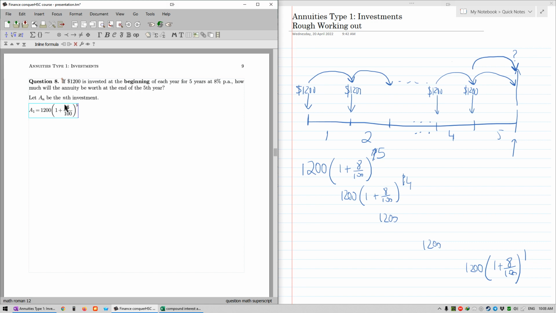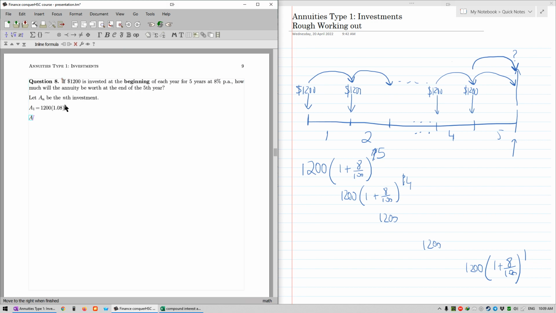Okay, and look, we can't just simplify the bracket. So 1 plus 8 over 100 is just 1.08, all to the power of 5. Right, so that's the first one. Now we look at the second one. I'll just write it like this, just so we can see the pattern, because we do want to see a pattern so we can make the sum of a GP. You'll see, okay?